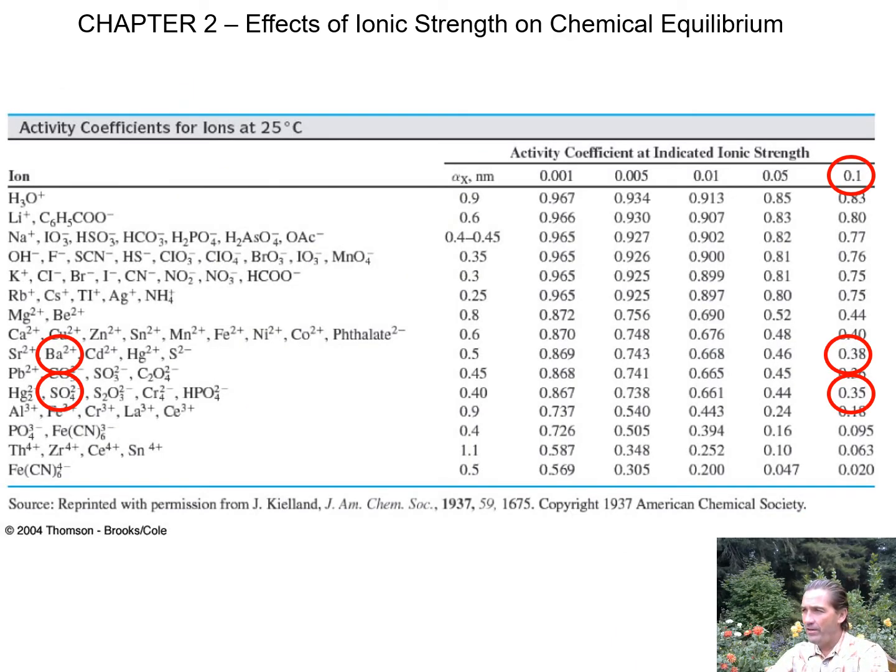So I look and I find ionic strength of 0.1 molar. And I see barium here, and I see sulfate here. And so here are my two activity coefficients that I'll use in my equilibrium. So I have those, and now we can finish the calculation.